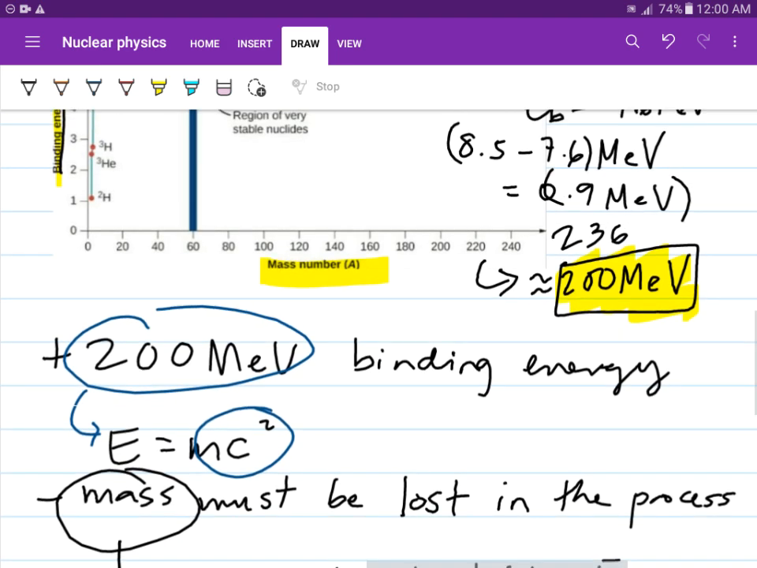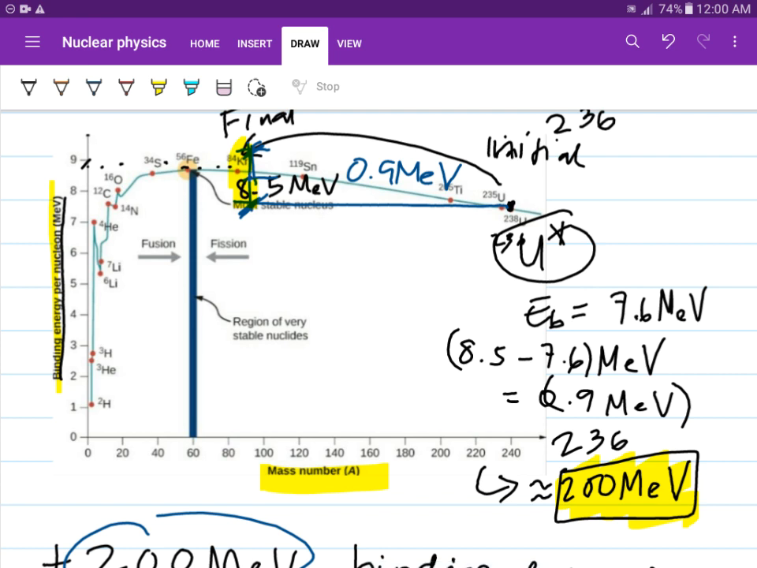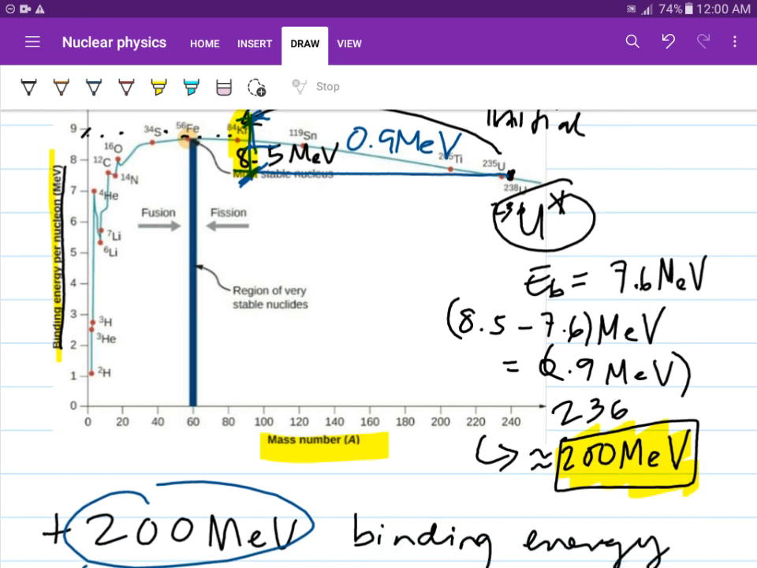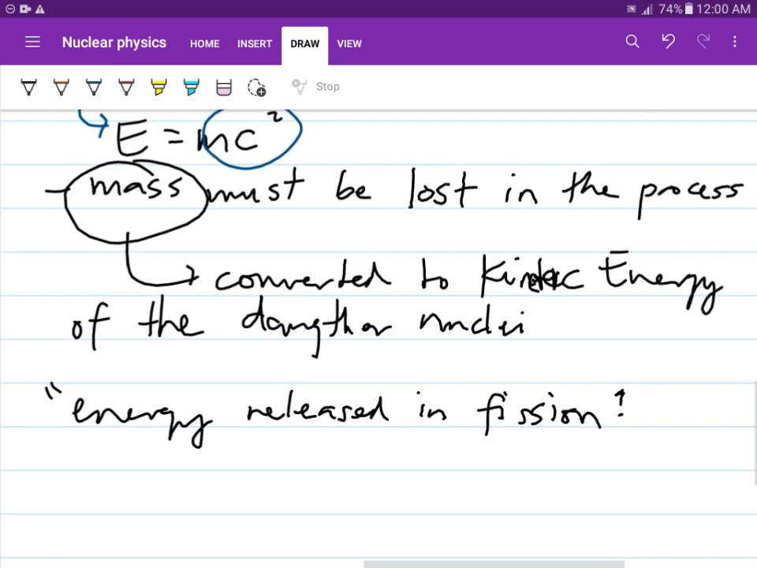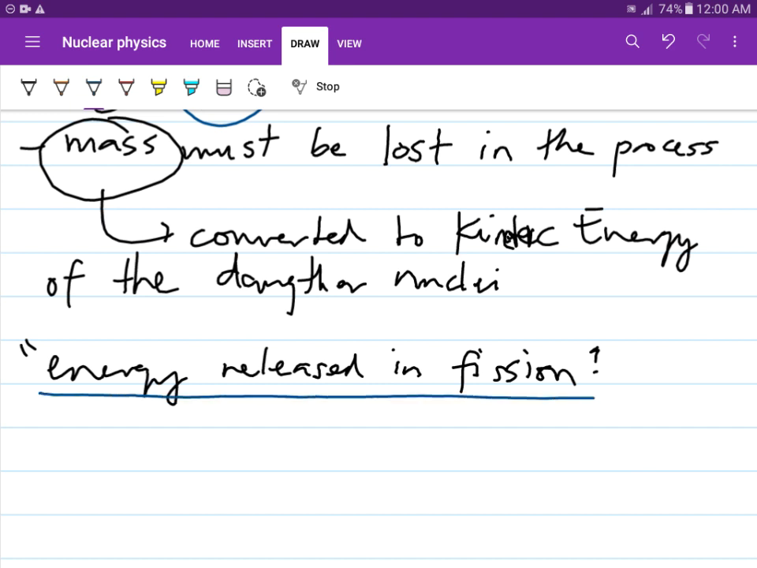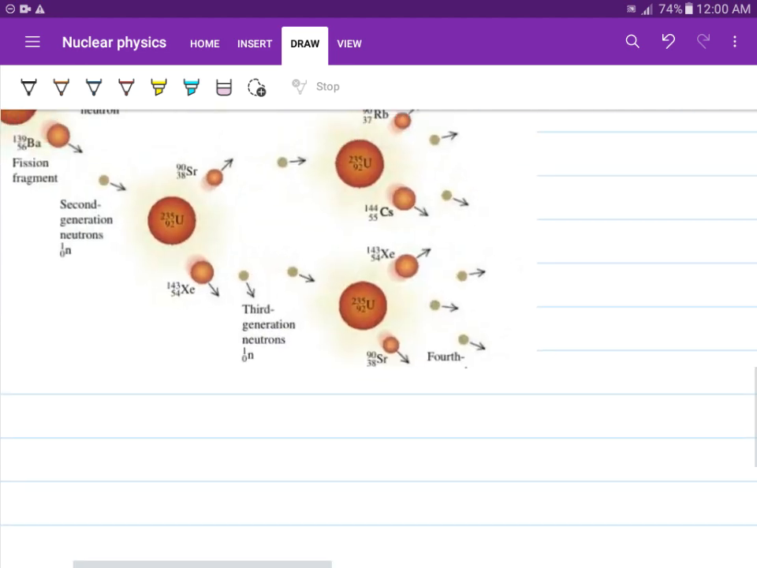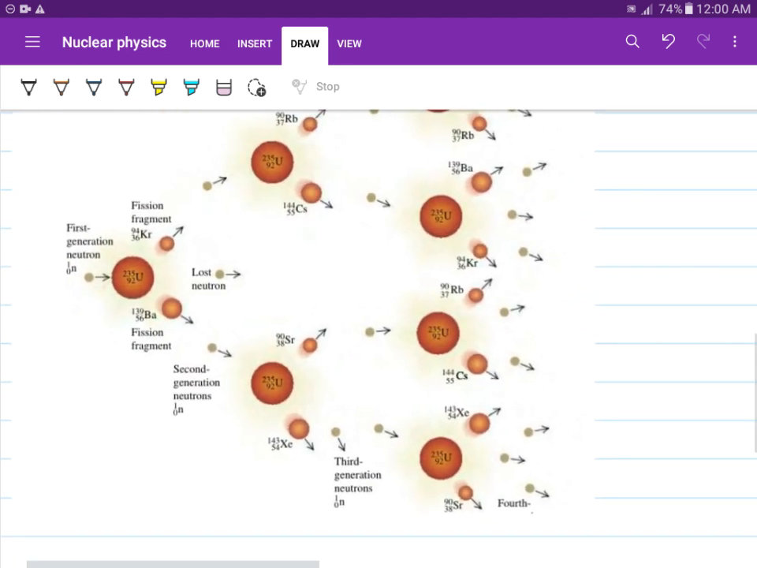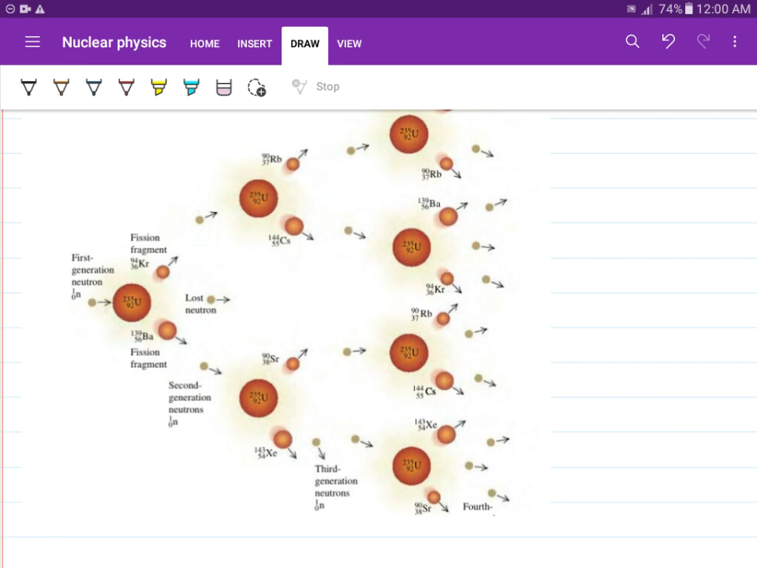So 200 MeV, as initially computed, is the binding energy, and it is also approximately the value of the energy released by splitting a uranium-236 nucleus. So upon the process of splitting uranium-236, krypton together with barium and 3 neutrons is produced.